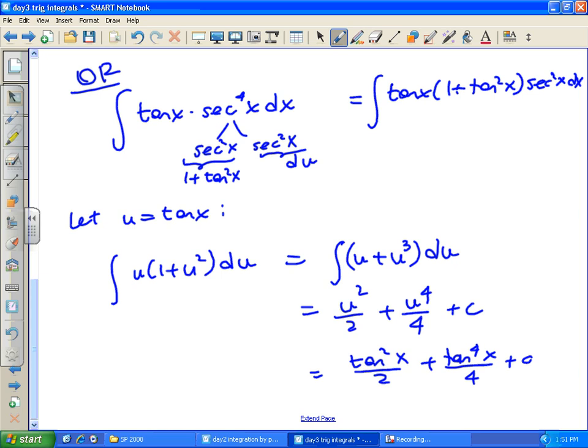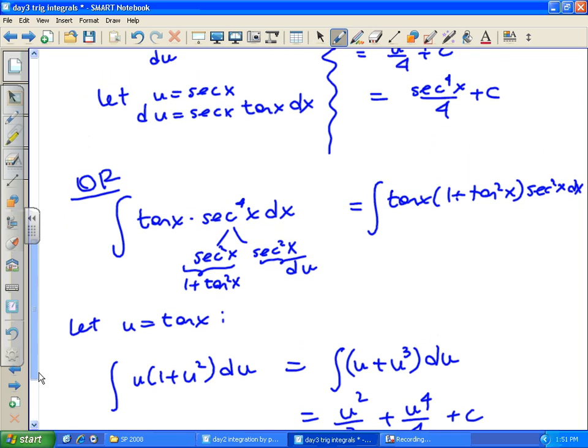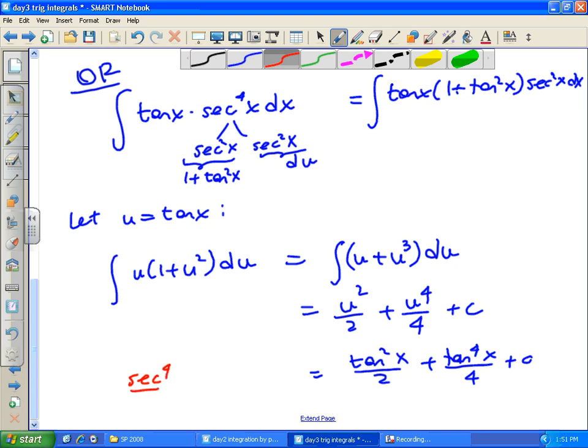This doesn't look at all familiar. The other answer was what? Secant to the 4 over 4. So let me just write over here, in comparison. The other answer we got was secant to the 4 over 4 plus c. Does this look at all equal to the new answer we got? Not at first glance. They look so different, right?